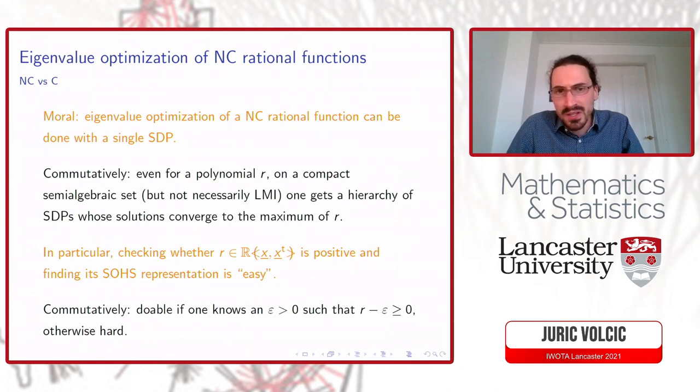In particular, that also means that checking whether or not some NC rational function is positive is kind of easy, in the sense that it can be restated as a semi-definite program. So essentially, in theory, any rational inequality that you have, you could check it with MATLAB. Commutatively, that's problematic, because unless you know that your function is bounded from below by some positive constant, this is a bit hard, because you don't have bounds on the numerators and denominators.